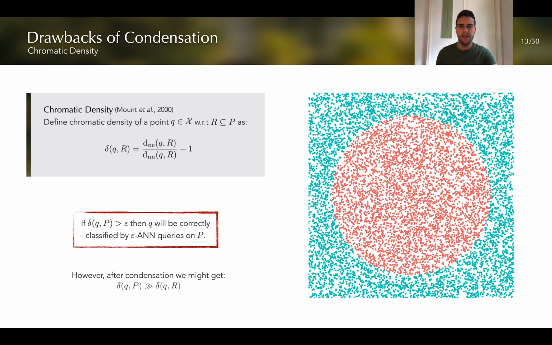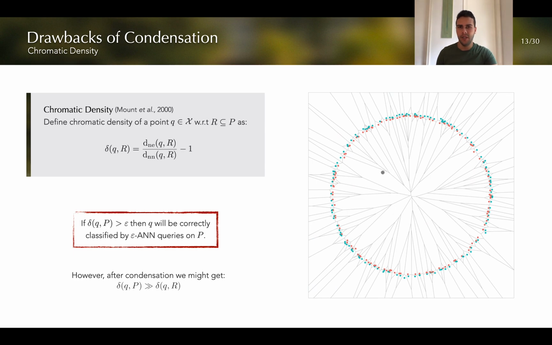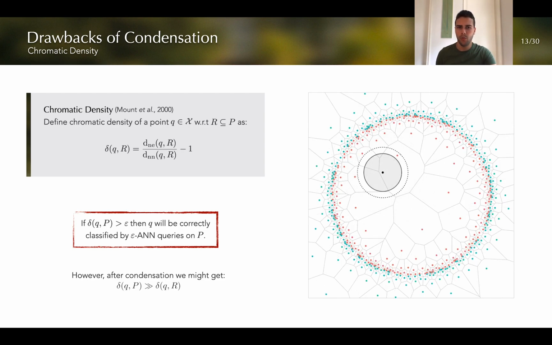The problem is that even if the chromatic density of the query point before condensation was high, after condensation, the chromatic density can get reduced drastically. Thus, during condensation, we would like to keep some internal points such that we can guarantee that the query point is going to be correctly classified even with approximate nearest neighbor queries.